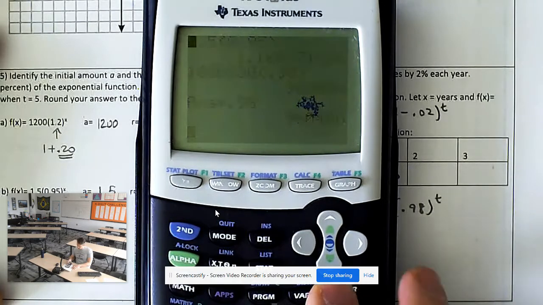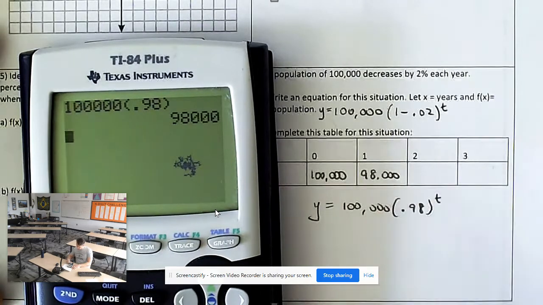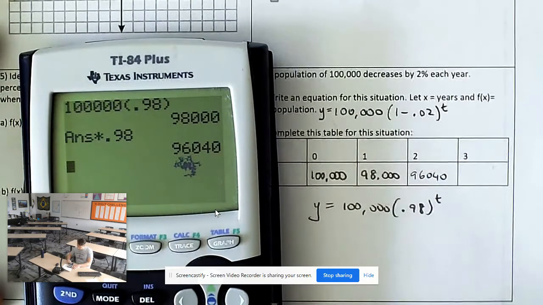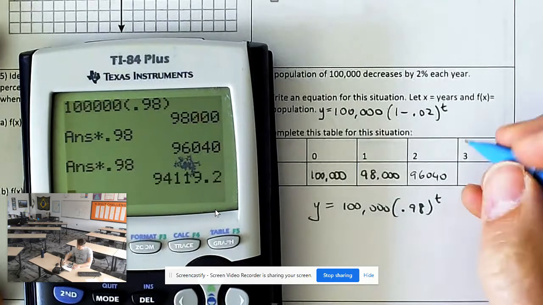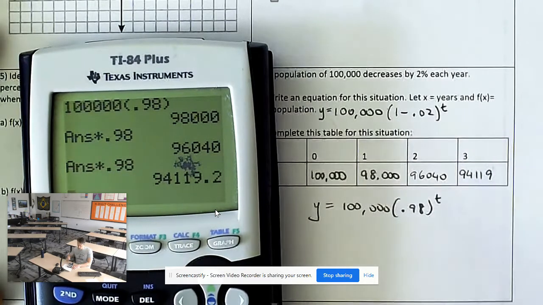Oh, no, I have too many zeros. Hang on, I messed up. Let me try that again. 100,000 times 0.98. So there's my first year, times 0.98 again. So now we're at 9640 times 0.98 again. And every year it's just going to be 98% of what it was the previous year. So it's going to go down like that.